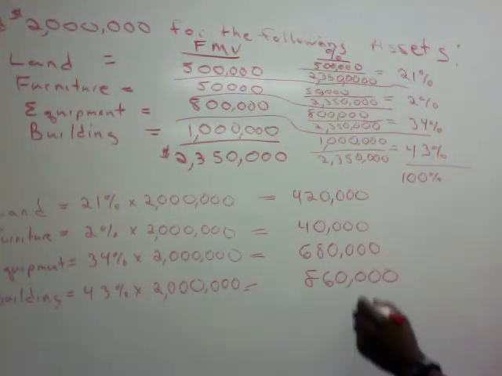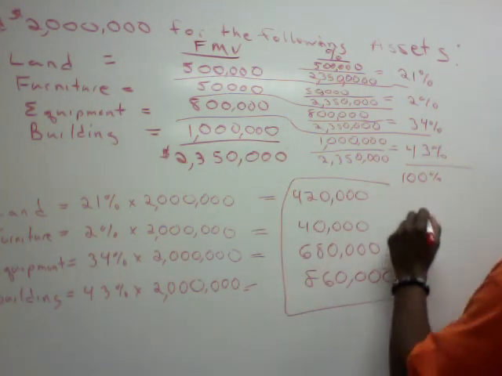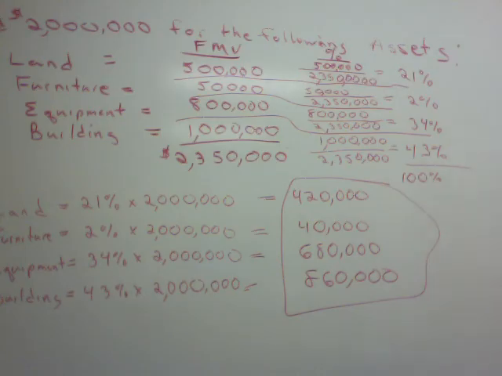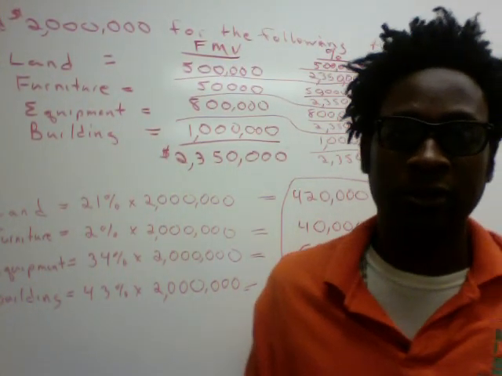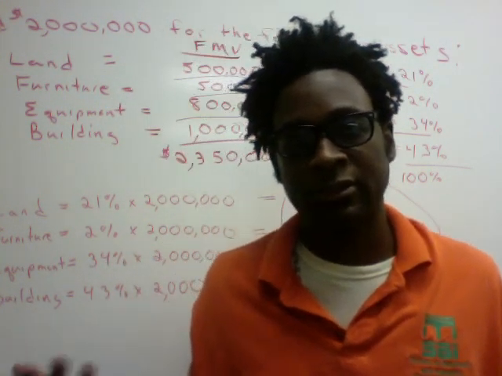And this would be your final answer for each particular asset. And if we added all that back up, we should get to what? 2 million, right? So 420 plus 40 plus 680 plus 860 gives us the 2 million. So this is also called a basket purchase or a lump sum purchase.